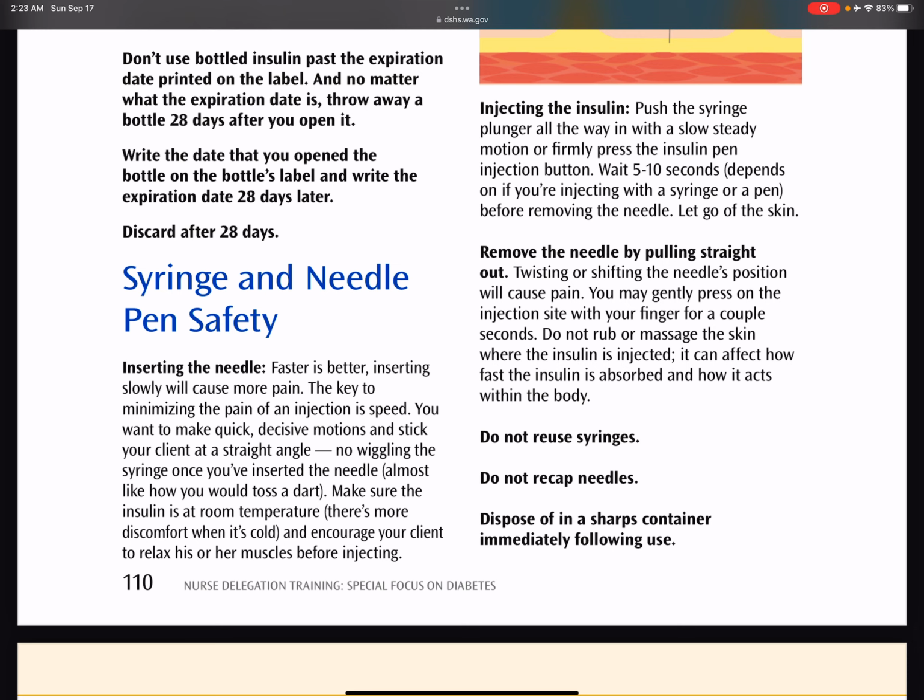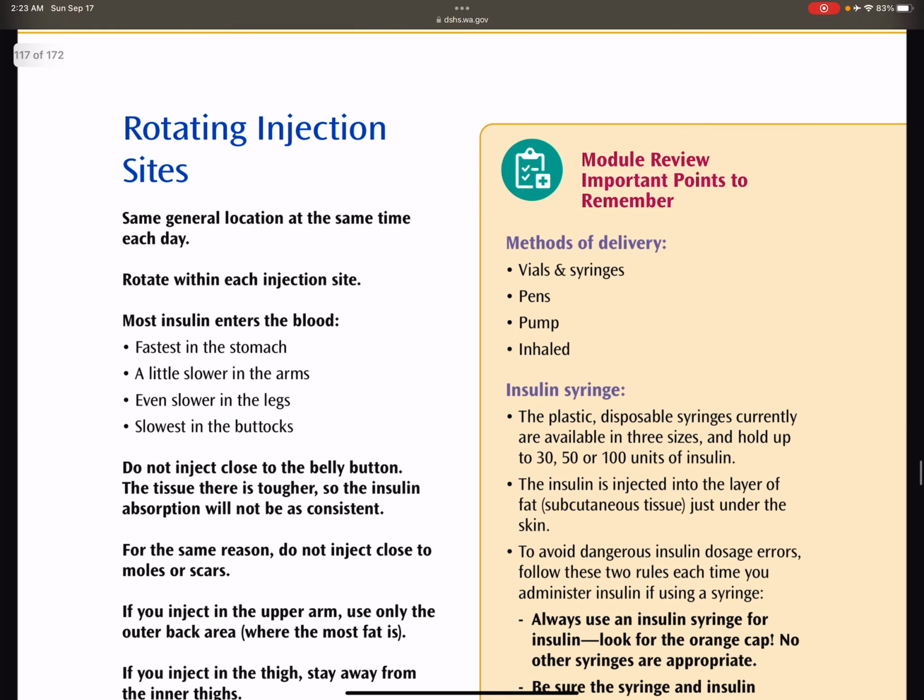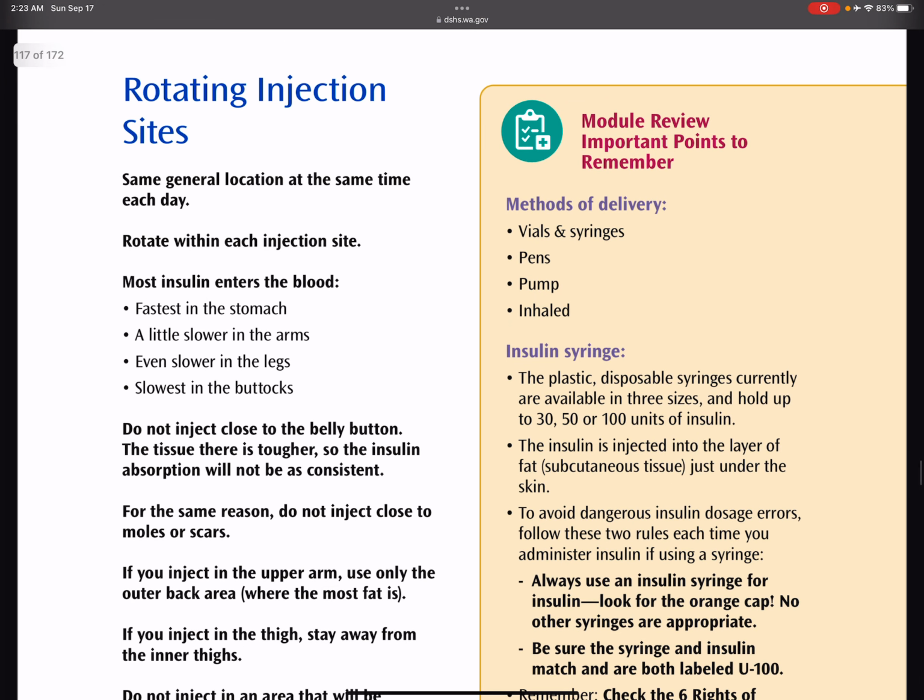I believe the last section is about rotating the injection site. Rotate within each injection site all the time. Most insulins enter the blood faster in the stomach, a little slower in the arms, even slower in the legs, and slowest in the buttocks. Do not inject close to the belly button, or close to wounds or scars. This tissue is tough, and the insulin absorption will not be consistent.